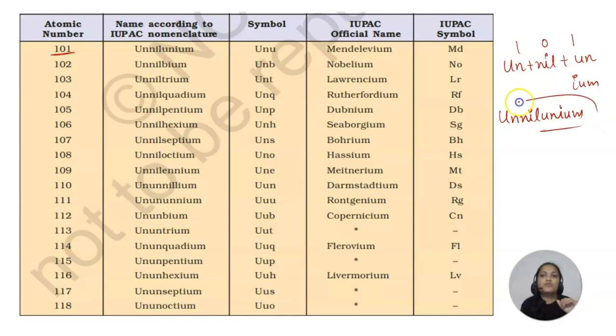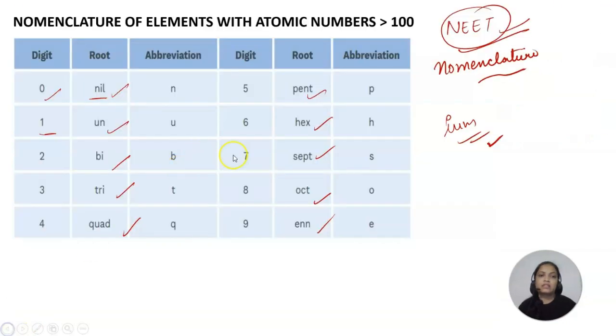Okay, so this is how you will be writing the names, but its IUPAC official name is Mendelevium, based on the name of Mendeleev. In order to honor him, the name Mendelevium was given. Can you see from 101 to 118, these are the names that are given. It's easy. You just have to remember those word roots that I have shown you, and it will be easy for you to understand. Like this one. So this table you have to remember.